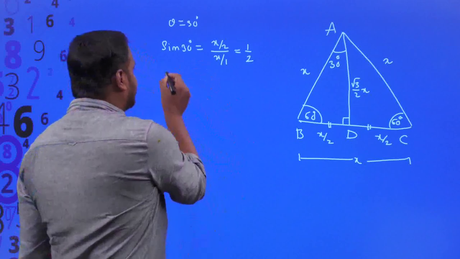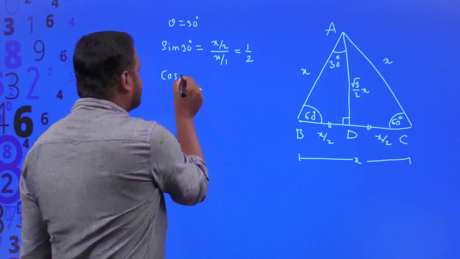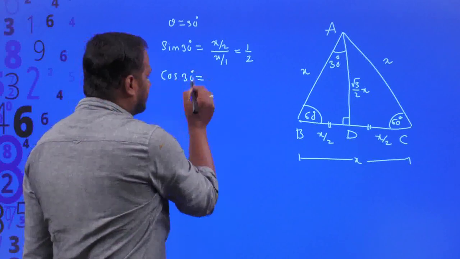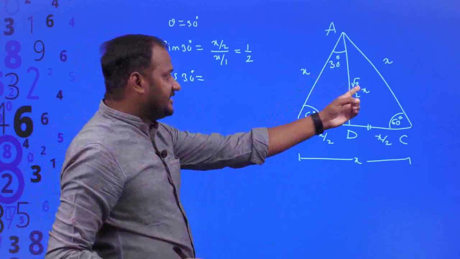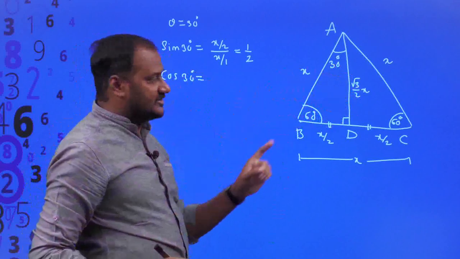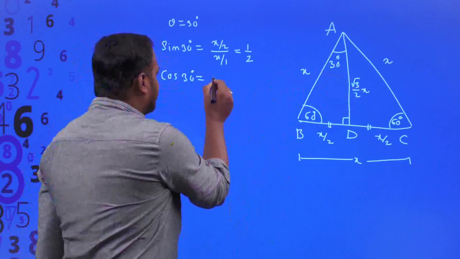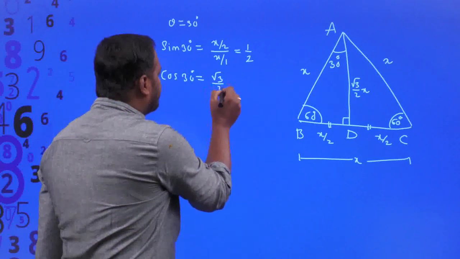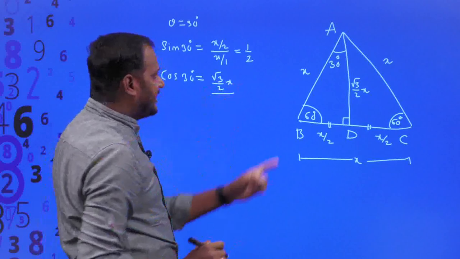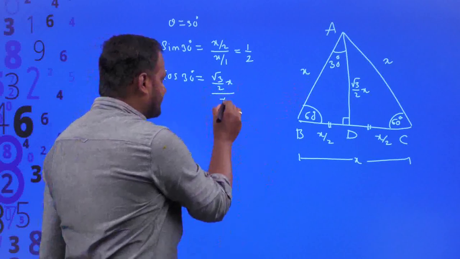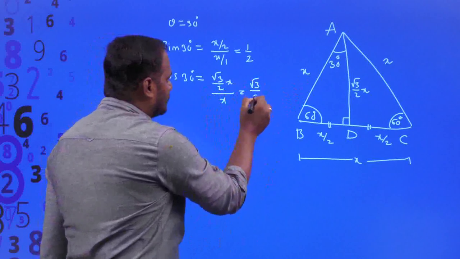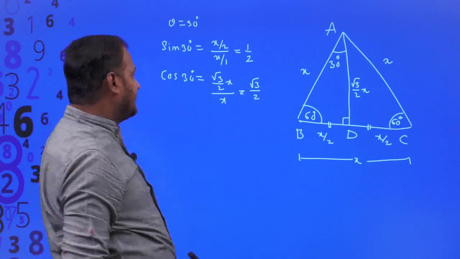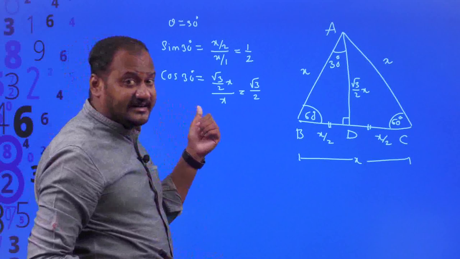Now, coming to the next trigonometric ratio, that is cos. So, cos 30 degrees is equal to, according to the definition of cos theta, side adjacent to theta by hypotenuse. So, side adjacent to theta is root 3 by 2 times x divided by hypotenuse, which is x. Again, x and x get cancelled, we are left with root 3 by 2. So, that is the value of cos 30 degrees.